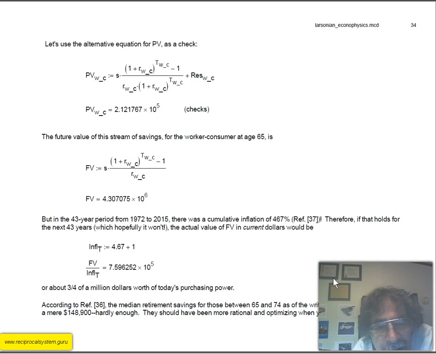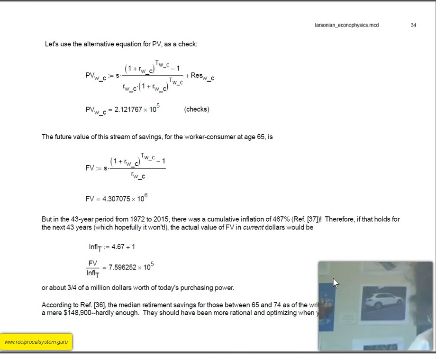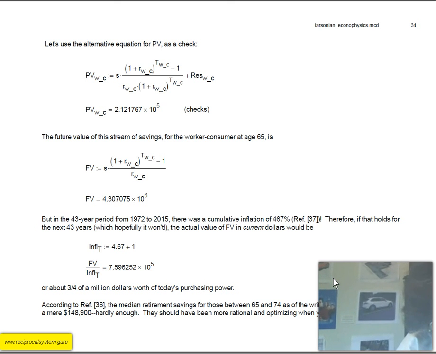But unfortunately, we have inflation. So in the 43-year period from 1972 to 2015, there was a cumulative inflation of 467%, according to reference 37. Therefore, if that holds for the next 43 years, which hopefully it won't, but given what the Fed has been doing, it certainly probably will, the actual value of FV in current dollars would be, and by the way, we have to add 1 to the 4.67, so that gives us 7.596252, or about $0.75 of $1 million worth of today's purchasing power.